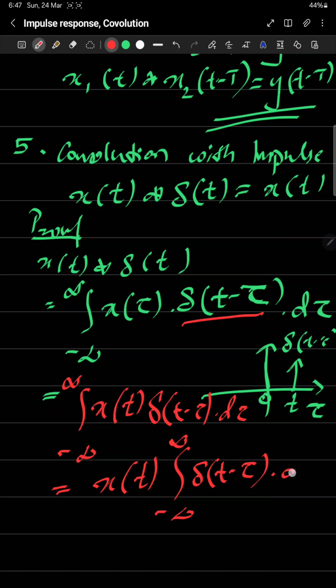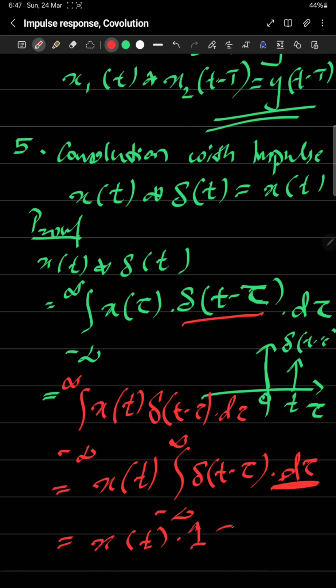My variable is tau. It is not t. t will be a constant value. Don't get confused: while dealing with convolution, we are renaming the independent time axis t as tau. You can see it's d tau, so that's why I took x of t outside. You cannot take x of tau outside the integration, but you can take x of t outside. So this is simply x of t into the area under the impulse, which is 1.